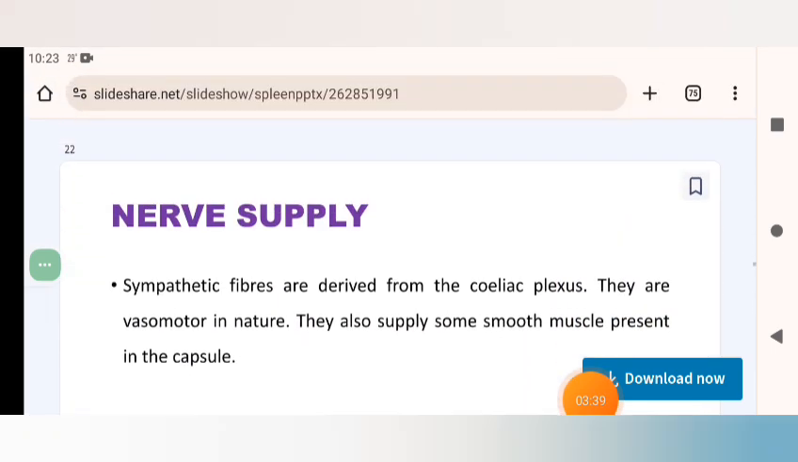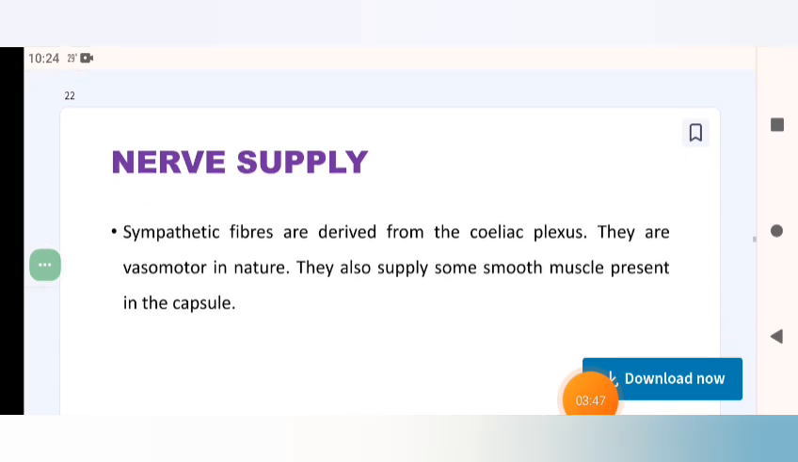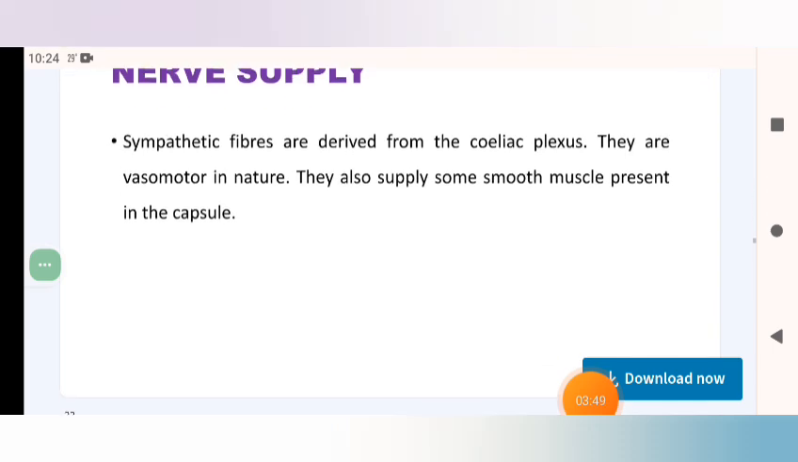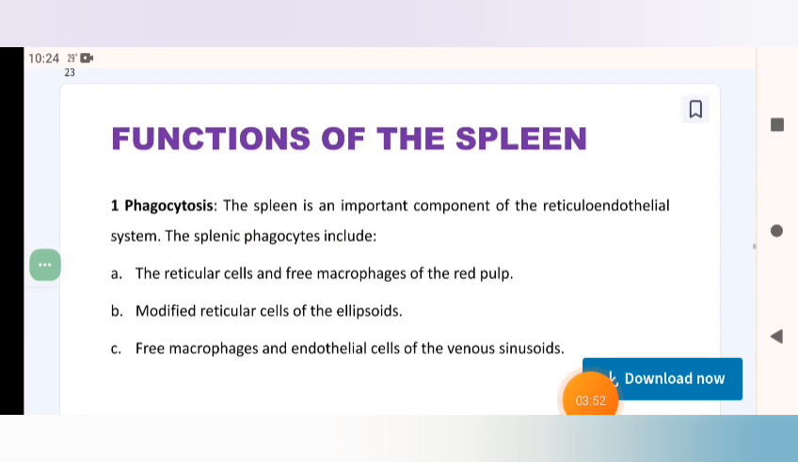Nerve supply. Sympathetic fibers are derived from the coeliac plexus. They are vasomotor in nature. They also supply some smooth muscle present in the capsule. And the last one is the functions of the spleen.